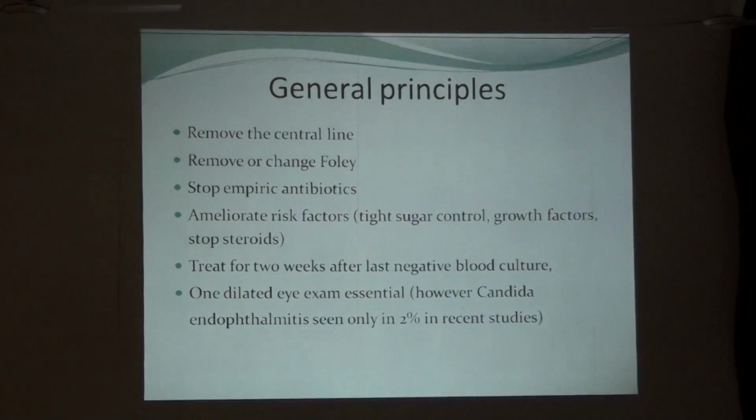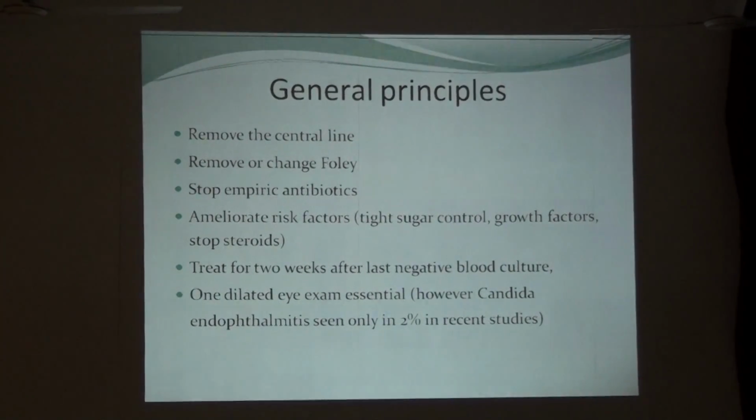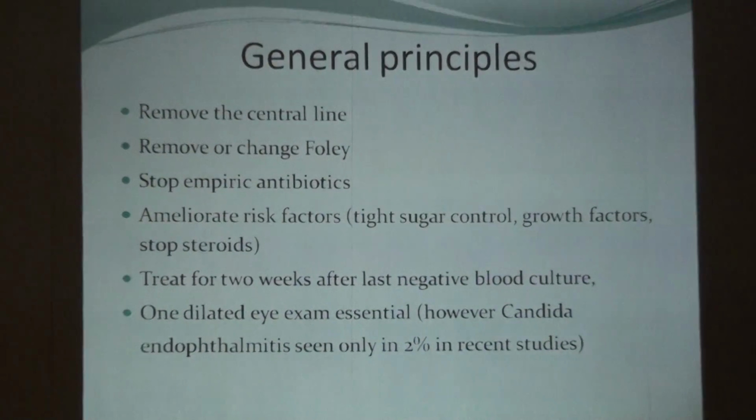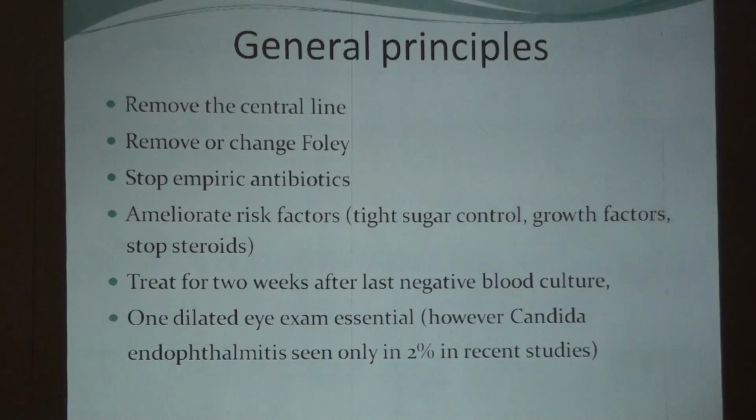Of course, there are certain general principles like removing the central line, removing or changing the Foley, empirical antibiotics, and of course tight sugar control, stop steroids if possible. And how long does one treat these infections? We generally treat these infections for about 2 weeks after the last negative blood culture.